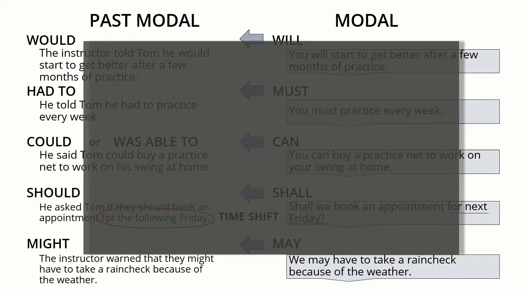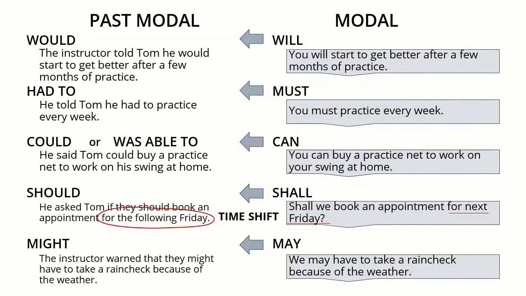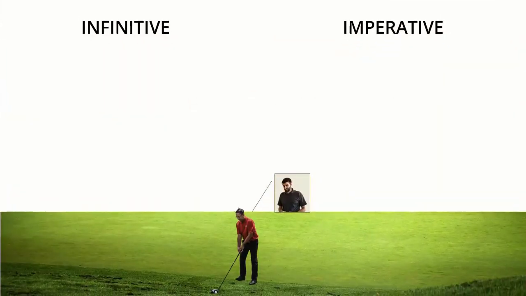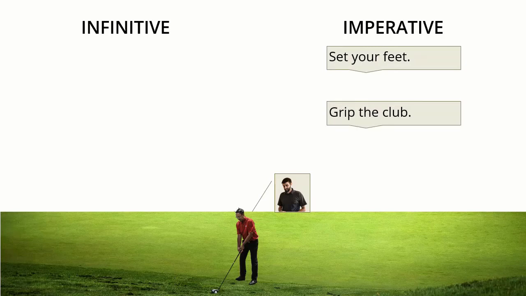And now we'll look at the imperatives. Imperatives are when we give instructions. And when we report the imperative, we change it into the infinitive. So here we can see Tom with his instructor giving him a set of instructions. The instructor told him to set his feet, grip the club, and hit through the ball.